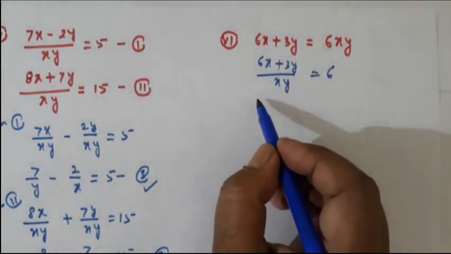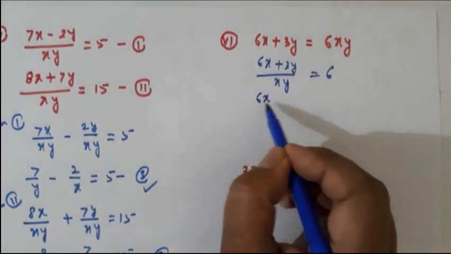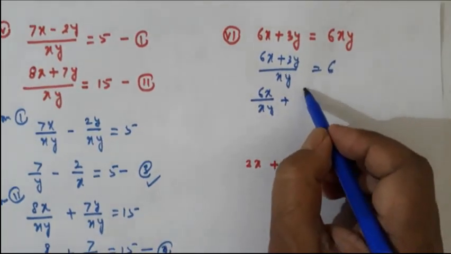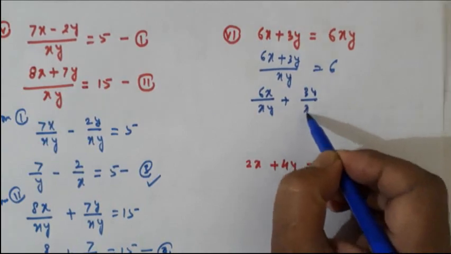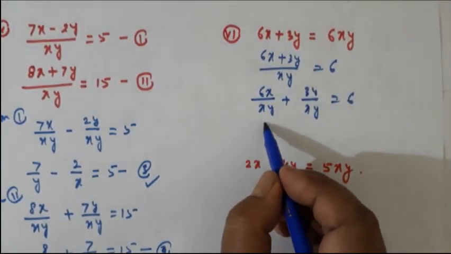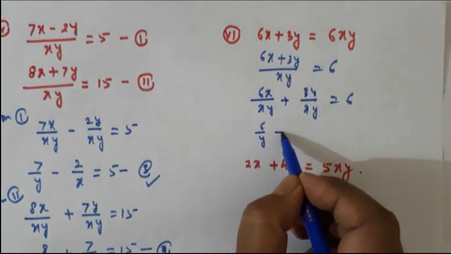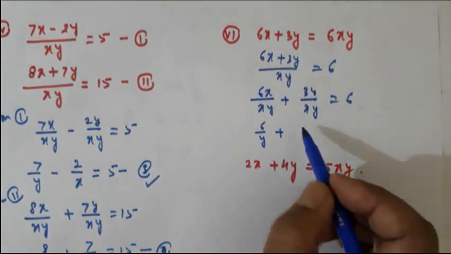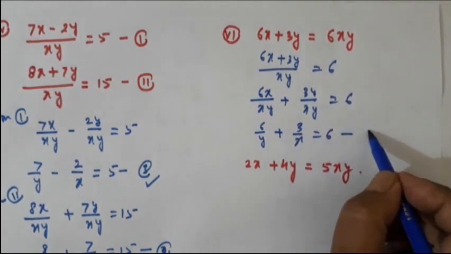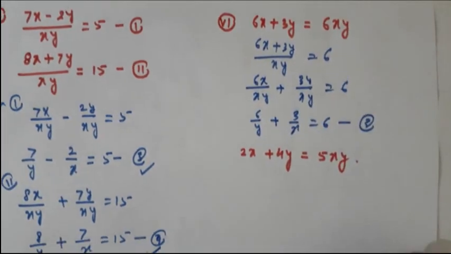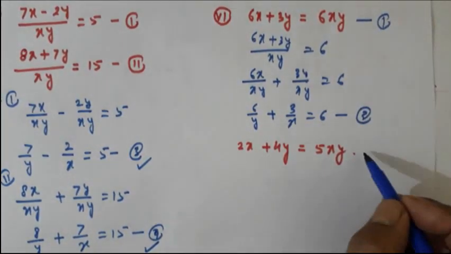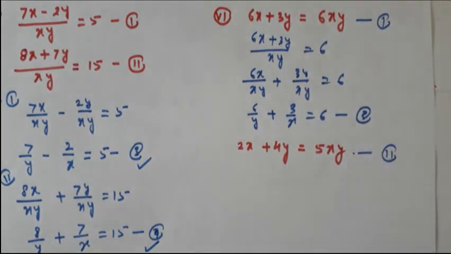अब इसको दो पार्ट में ब्रेक करेंगे. Then 6x upon xy plus 3y upon xy is equal to 6. Now x and x cancel, that is 6 upon y, plus here y and y cancelled, 3 upon x is equal to 6. Let this is third one, ये अगर ये फर्स्ट है तो ये सेकेंड, और ये सेकेंड इक्वेशन, गिवन इक्वेशन.